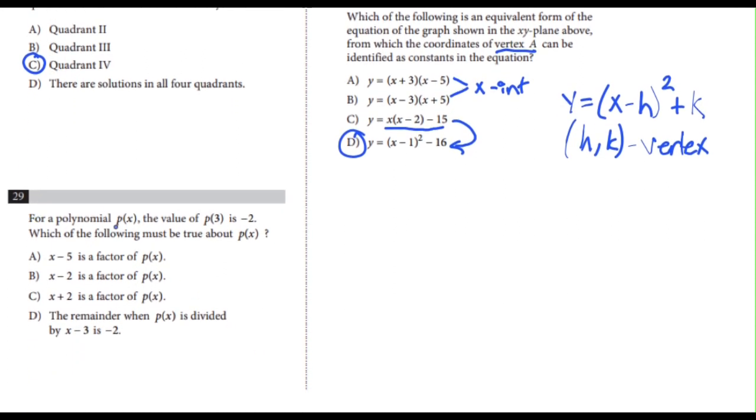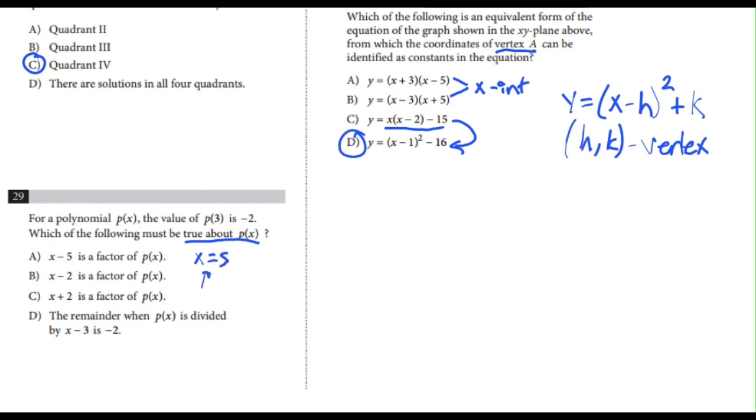Number 29. For a polynomial p of x, the value of p(3) is negative 2. Which of the following must be true about p of x? So in order to solve this question, we really have to look at the answer choices because we're trying to figure out which statement is true about the p of x that they presented. A through C tell us about this term or polynomial being a factor. In order for this term to be a factor, the term that causes the expression to be 0, for example, A would be x equals 5. If we plugged in 5, this term would be 0.